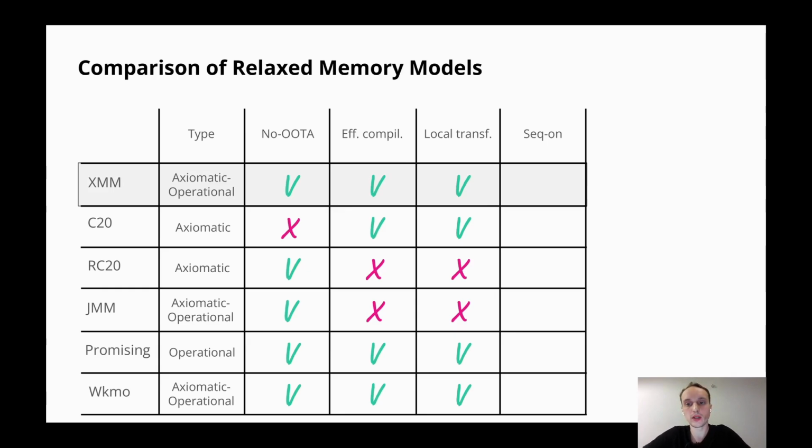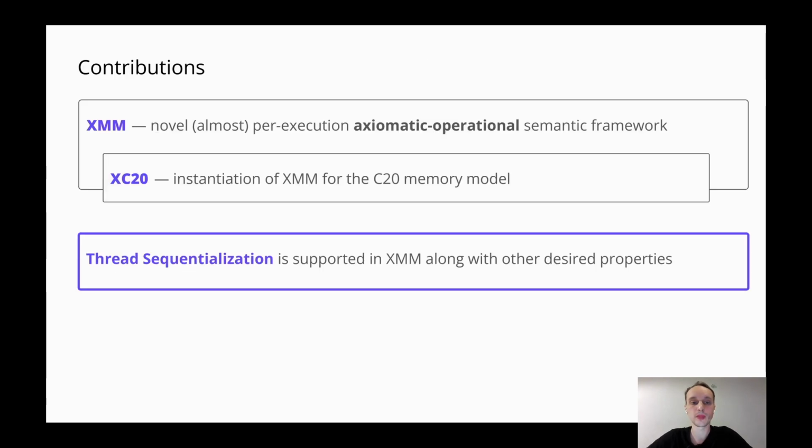Thread sequentialization is sound in C20 and RC20 models. However, it isn't sound in the multi-execution memory models. In XMM, we fix this problem, and in our model, thread sequentialization is also a sound transformation. This is the second notable contribution of our paper, as XMM is the first model to support thread sequentialization along with other desired properties. To showcase how exactly XMM supports thread sequentialization, let us go back to the example.